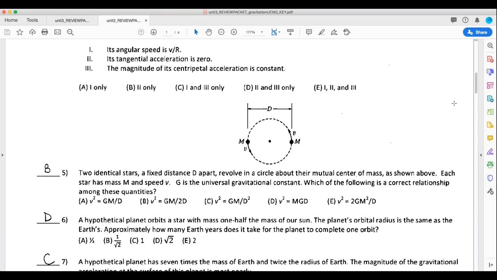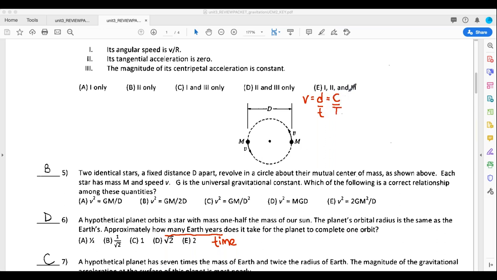Question number 6 is this hypothetical planet orbiting a star with mass 1/2 that of our sun. The planet's orbital radius is the same as Earth's. How many Earth years does it take for the planet to complete one orbit? There's a couple of things in this question that should give you a cue. They're asking you about time. As soon as they ask you about time, 99% of the time, that means you're going to have to make some substitution for speed somewhere, where speed is distance over time.